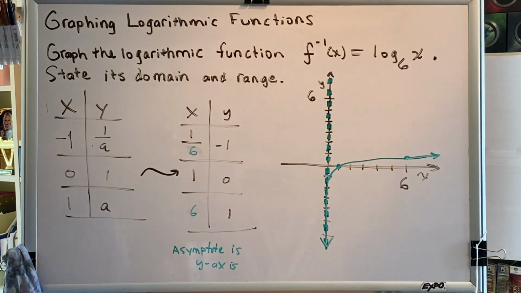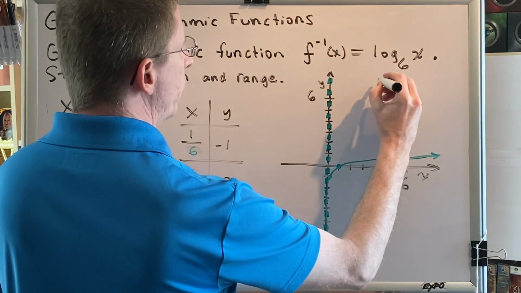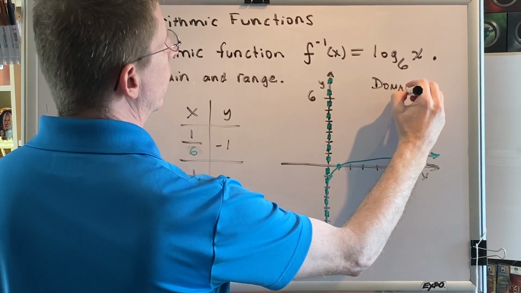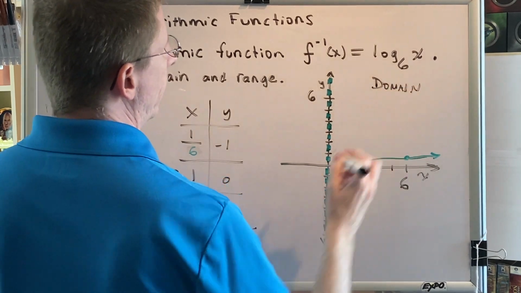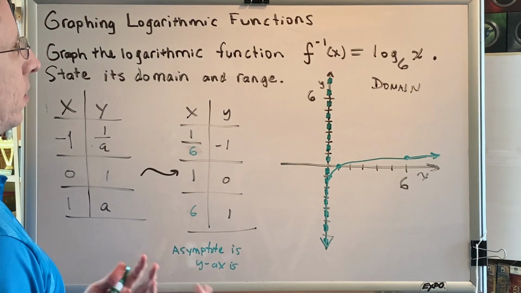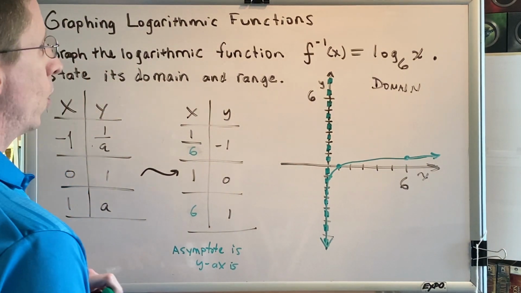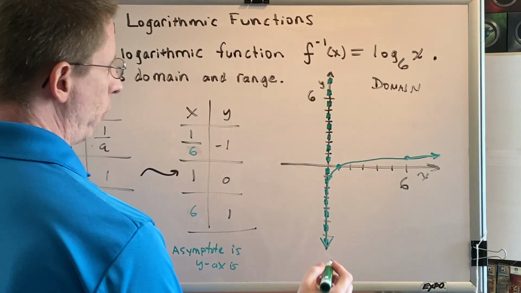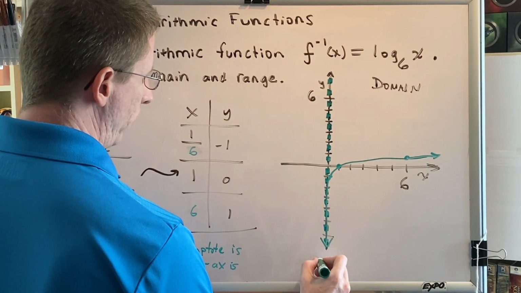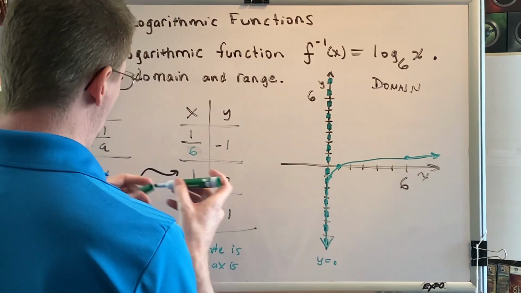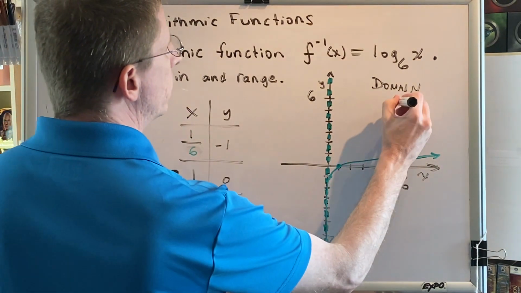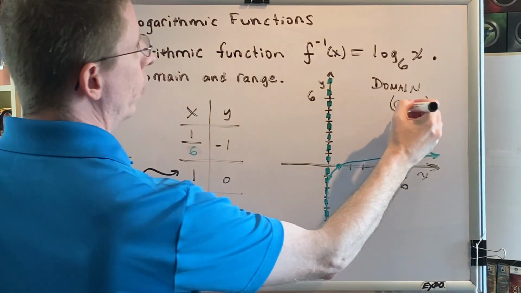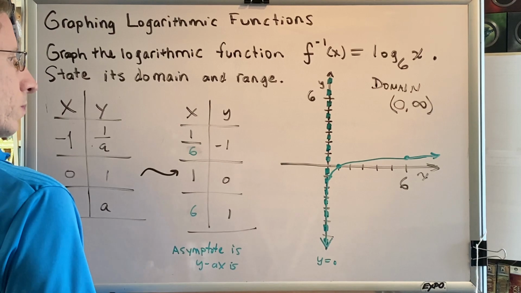Now we need to find the domain and the range. Let's start with the domain. Domain is a collection of all of the x values. Said another way, how far does the graph go to the left, and how far does the graph go to the right? Well, in this particular instance, we can see that the graph is only on the right-hand side of our graph grid, where the x's are positive. And for this reason, our domain is 0, infinity. In other words, all of the positive real numbers.